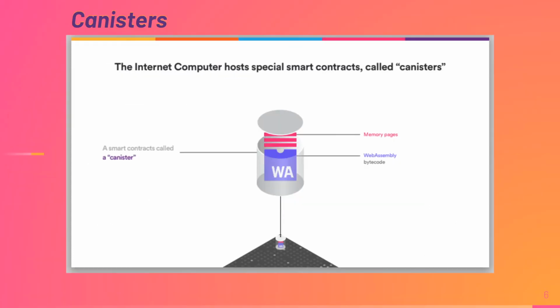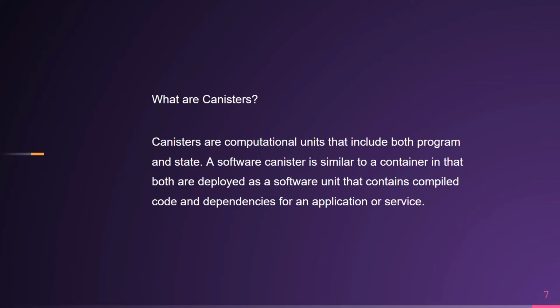So how exactly does the ICP protocol get powered? It gets powered through something called canisters. The Internet Computer hosts special smart contracts called canisters. A smart contract is called a canister, which holds memory pages and WebAssembly that is formed by code. So what exactly are canisters? Canisters are computational units that include both program and state.